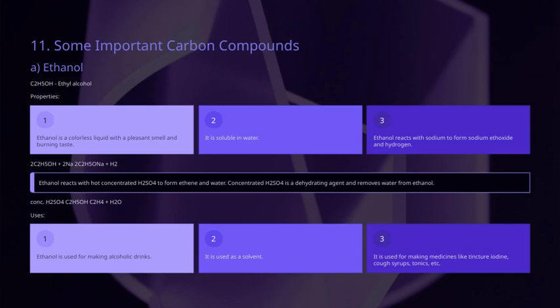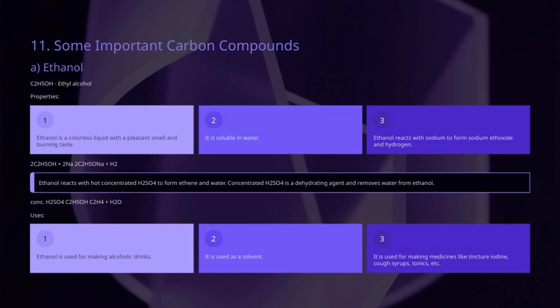Now, let's talk about how ethanol reacts with other chemicals. When concentrated sulfuric acid, or H2SO4, is heated with ethanol, it produces ethene and water. This process involves the sulfuric acid acting as a dehydrating agent, removing water from ethanol. The chemical equation for this reaction is 2C2H5O plus 2H2SO4, resulting in 2C2H4 and water.